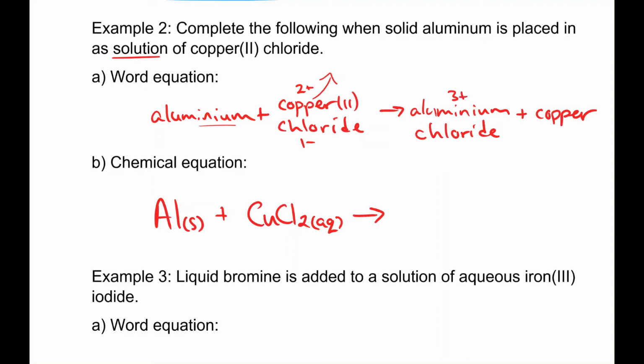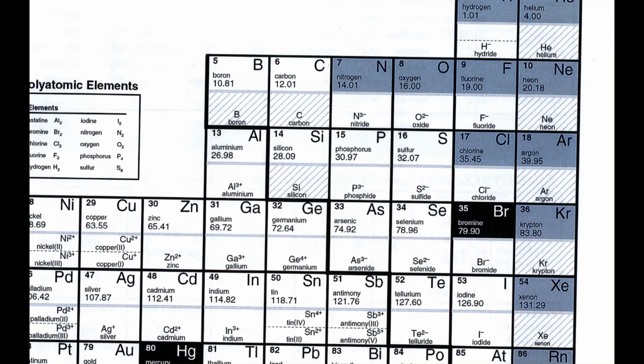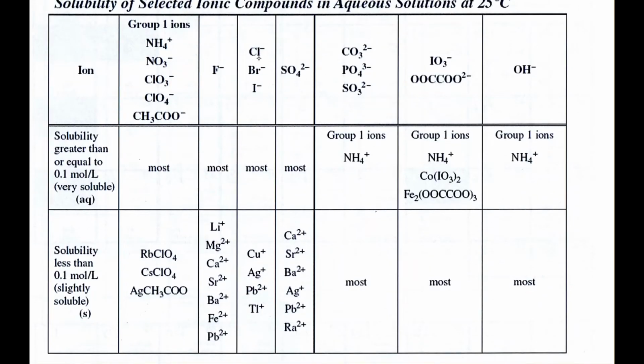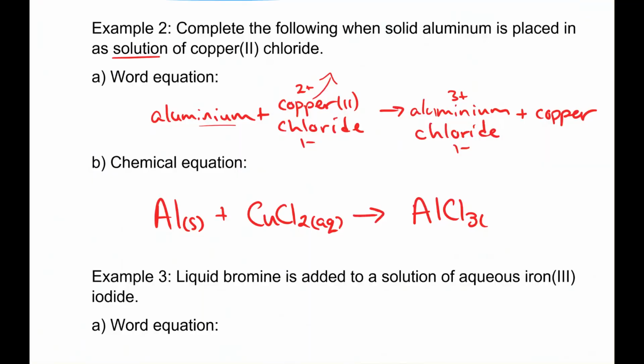All right, no problem. So we're going to get aluminium chloride. Aluminium is 3 plus. Check your data booklet. Chloride is 1 minus. So AlCl3. And let's check our data booklet to see if that's going to be soluble. Chloride is right here. I look down. I don't see aluminium down here, so it's very soluble. Aqueous. And then what are we going to get? We're going to get copper all by itself. Cu solid.